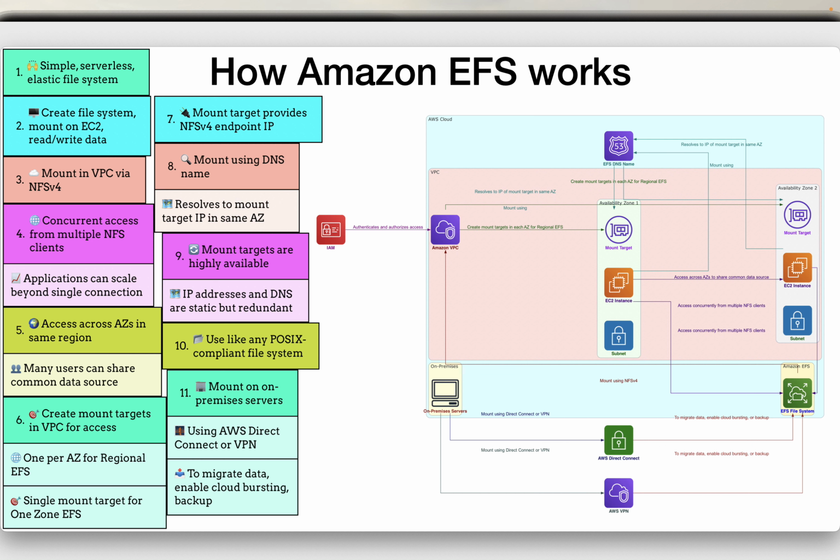You can mount your Amazon EFS file system on your on-premises data center servers when connected to your Amazon VPC with AWS Direct Connect or AWS VPN. You can mount your EFS file systems on on-premises servers to migrate datasets to EFS, enable cloud bursting scenarios, or back up your on-premises data to Amazon EFS. So I'll be explaining all three scenarios one by one in the next few slides.